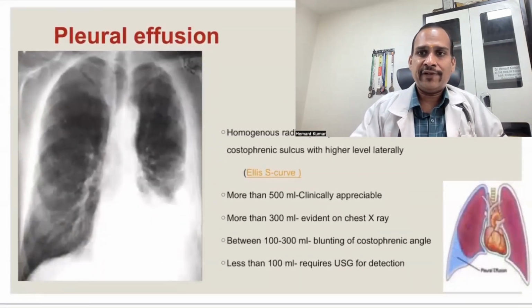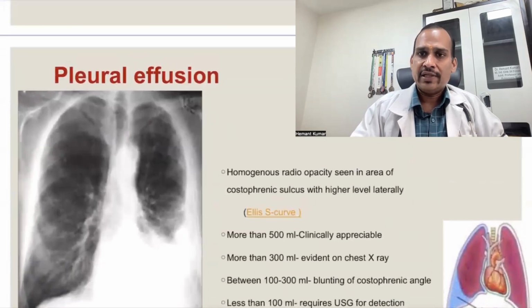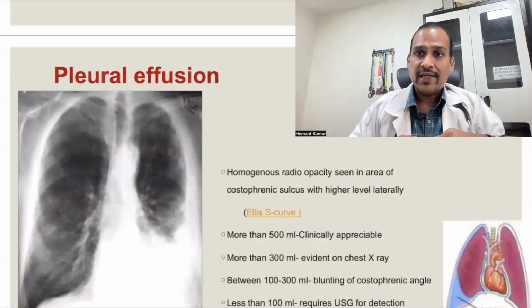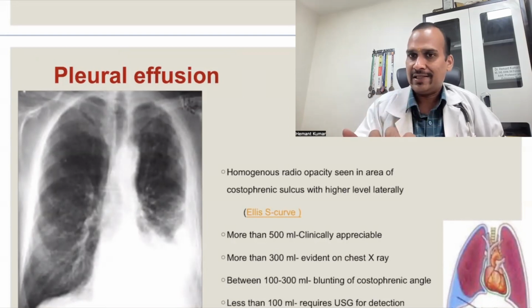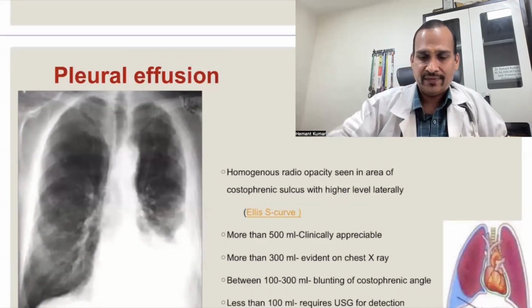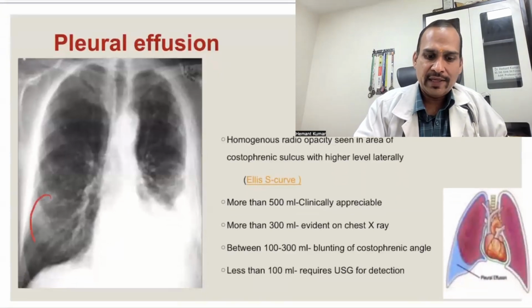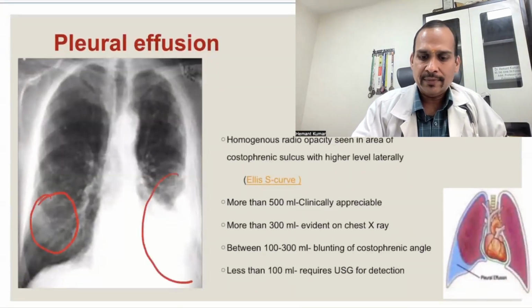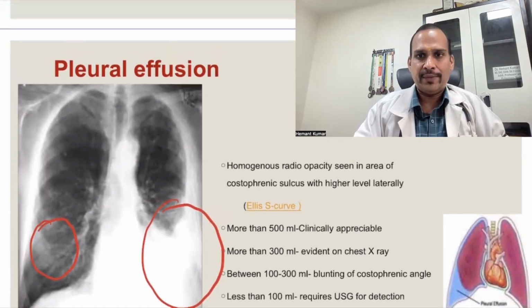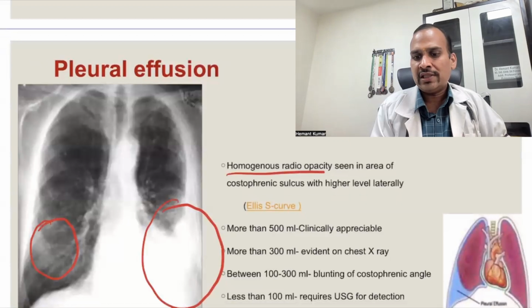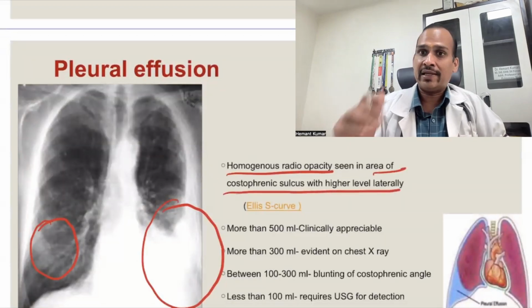If there is free fluid collection in the pleural cavity, it is called pleural effusion. So how will it look? As I discussed in the previous X-ray, wherever there is water collection, it will give radio-opacity on chest X-ray. So the X-ray will look white. You can see here it is black, normal. Here it has become white. So this is pleural effusion, or fluid collection in the pleural cavity. We can have homogeneous radio-opacity in the area of the costophrenic sulcus with a higher level laterally.